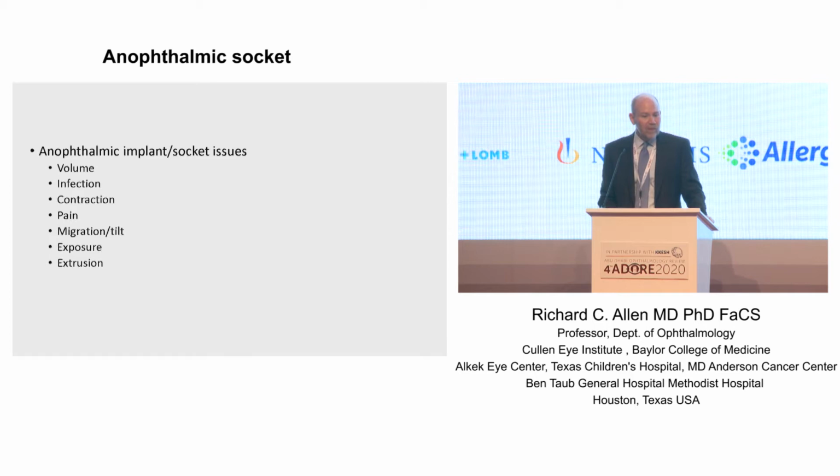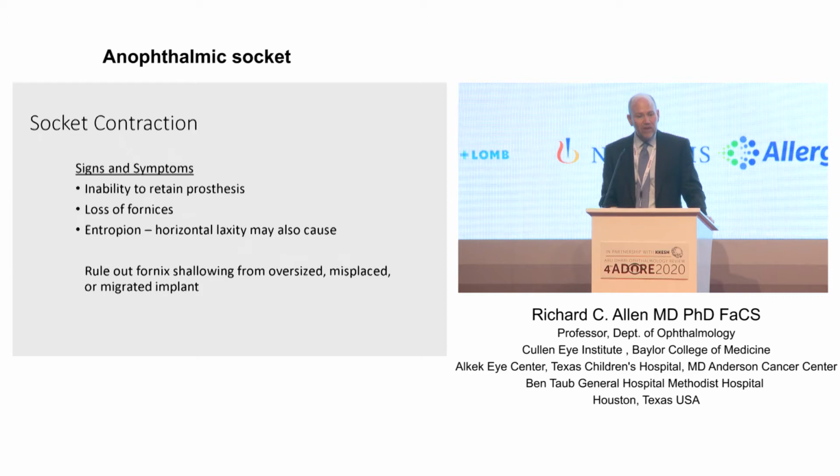With regards to anophthalmic socket issues, we'll see volume issues, we'll see infection, contraction, pain, migration, exposure, as well as extrusion of the implant. So let's talk about some of these things. With regards to socket contraction, I think what you'll notice on these patients is that they'll come in and tell you that they're having a hard time retaining their prosthesis, often due to the loss of the fornices.